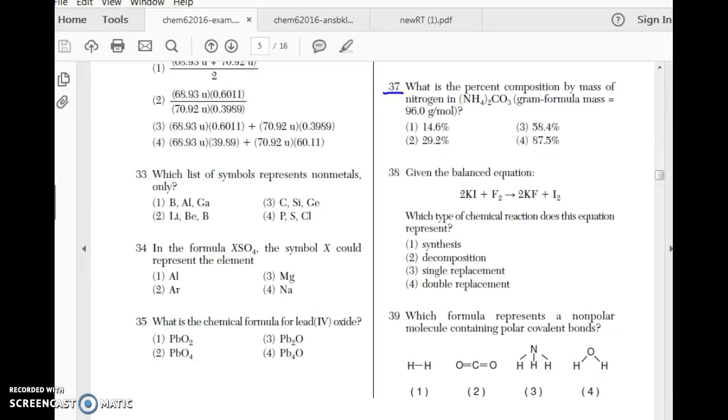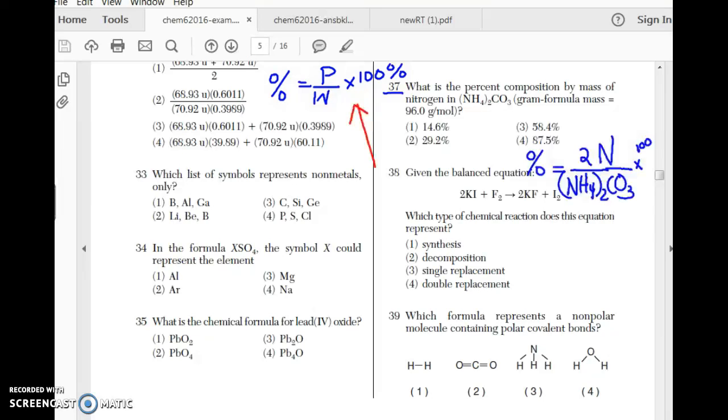What is the percent composition by mass of nitrogen in this particular compound? Recall, this is the formula we need to use from Table T. I have identified the whole. The whole is the whole thing, which of course is this ammonium carbonate. The part, be careful, it's nitrogen. But don't forget there are two nitrogens.